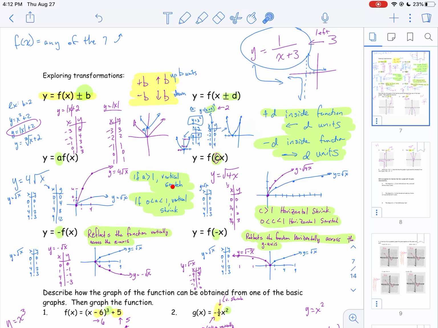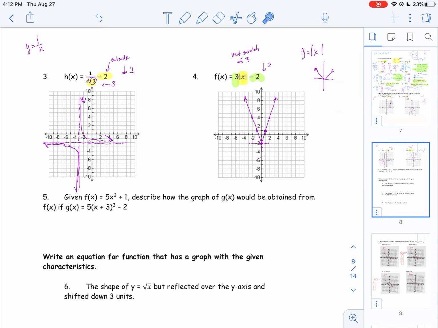Multiplying on the outside, a vertical stretch, if it's bigger than 1. If it's inside, it's a horizontal shrink if it's bigger than 1. Negative on the outside reflects vertically across the x-axis. Negative on the inside reflects horizontally across the y-axis. So now, let's finish up some of these practice problems.